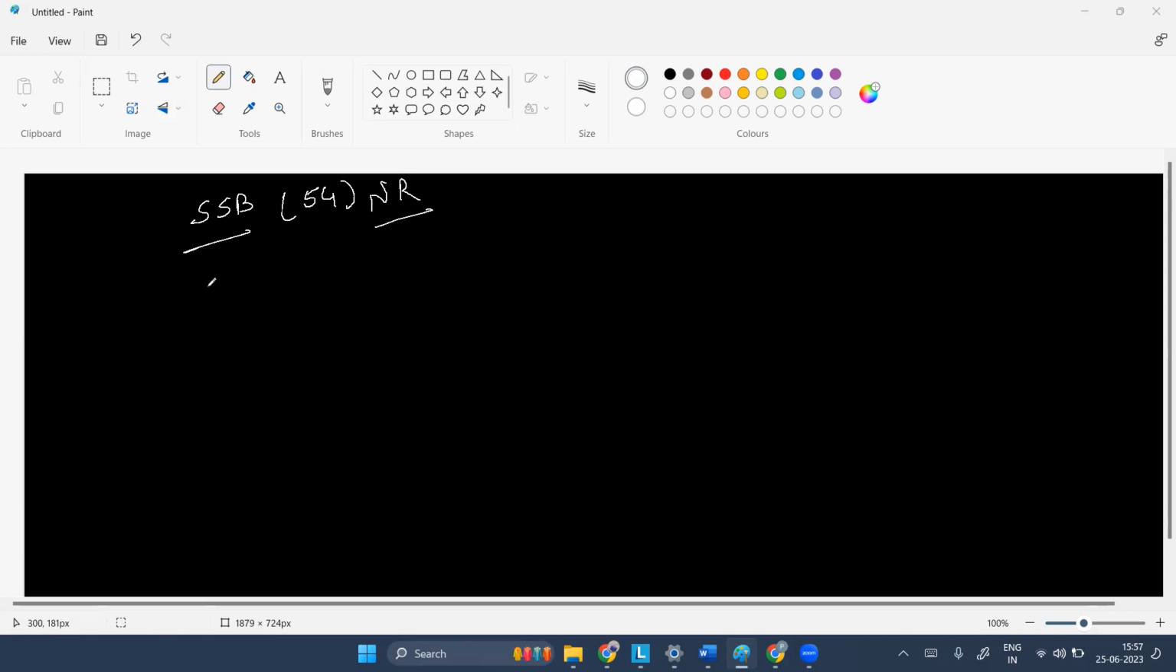So I'll be going slowly for the beginners, so that beginners who are pretty much new to 5G can also understand this. So SSB is basically synchronization signal block.